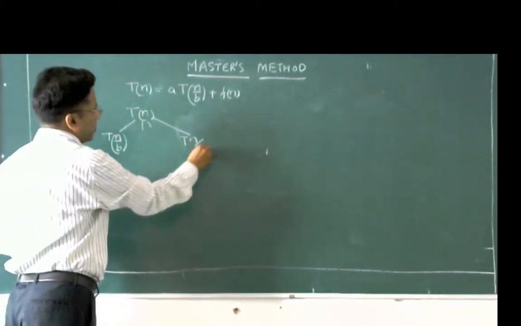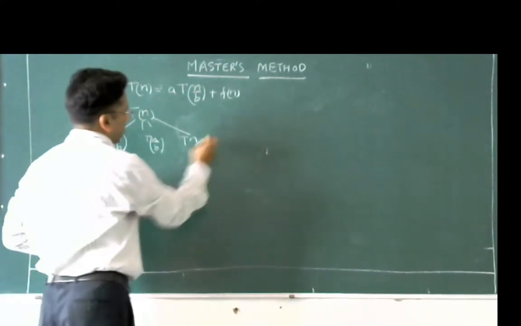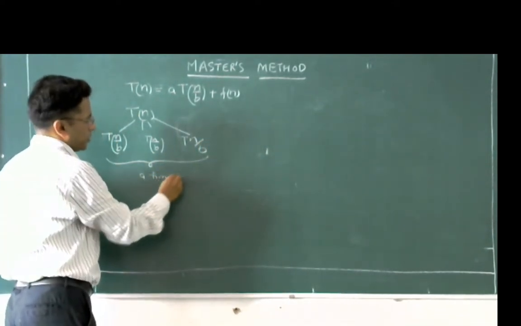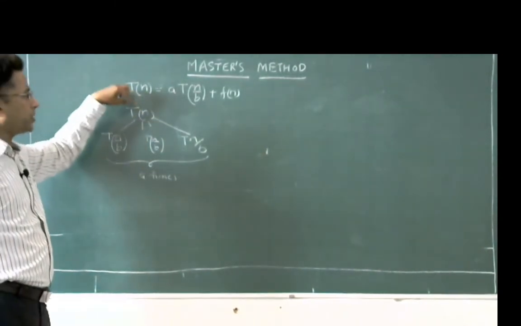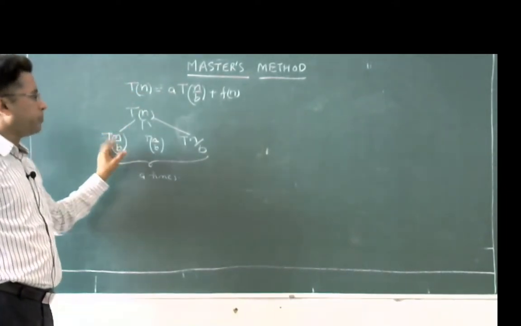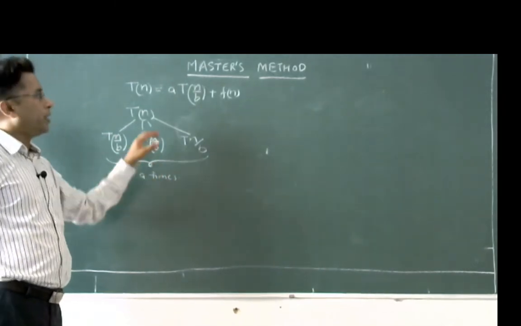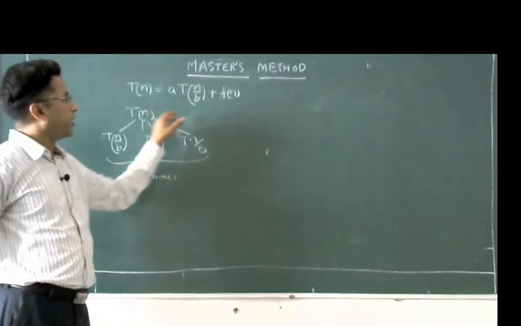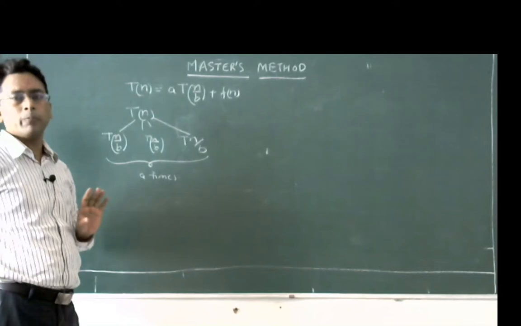T(n/b), T(n/b), a times. So here, this formula represents that a size n problem is being divided into a number of n/b size problems, a times, and f(n) is the cost of dividing the size n problem into n/b size problems.